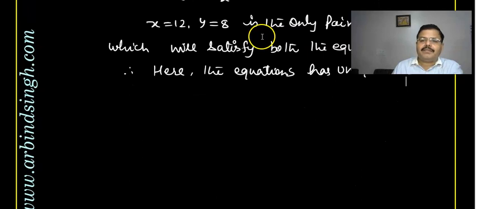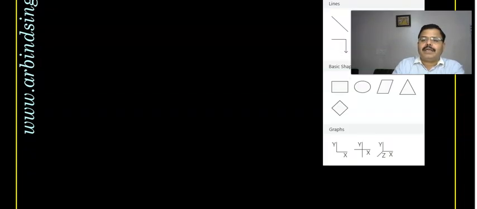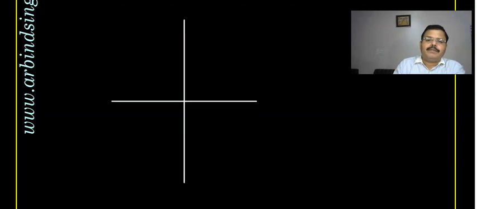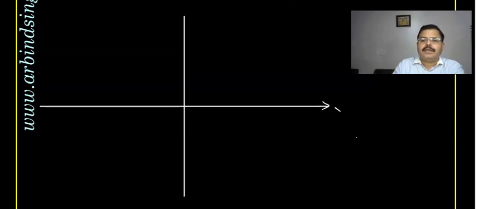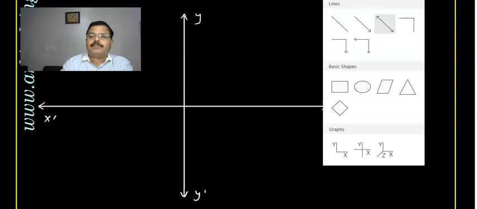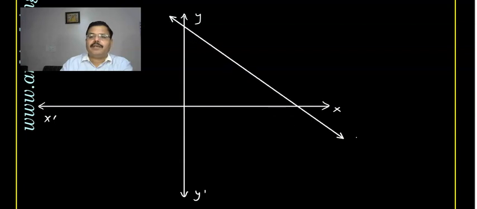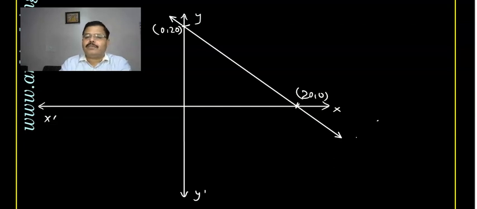Now if I want to solve it graphically, then what will happen? x plus y is equal to 20 and x minus y is equal to 4. Let us plot the graph. Say this is x dash, this one is y, and this one is y dash, and I have plotted a graph for x plus y is equal to 20. The same graph I am plotting here, x plus y is equal to 20. This is the graph which passes through 20 comma 0 and 0 comma 20. These are the two points. The rest of the points are on the line, and that line is x plus y is equal to 20.